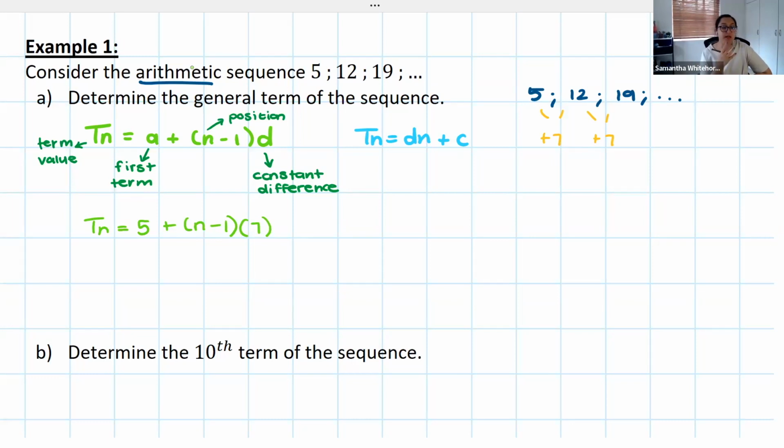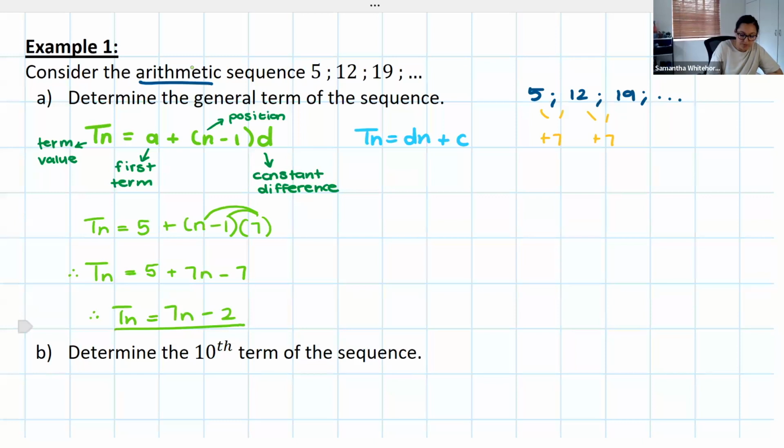Now, technically speaking, we should always simplify what we have, but just to let you know, if you don't simplify, once again, you're not going to be marked down in finals. So when it comes to finals, if you leave your answer as it is without simplifying, you won't be marked down. Personally, I always just like to simplify. That's just personal preference. But you won't be marked down if you leave it like this. I am going to simplify though, it just makes more sense in my head. So that means I need to distribute the 7 into my bracket, giving me 5 plus 7n minus 7. And so Tn is equal to 7n minus 2.